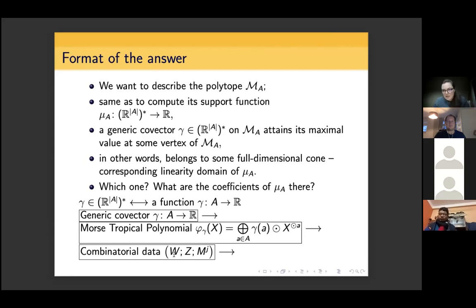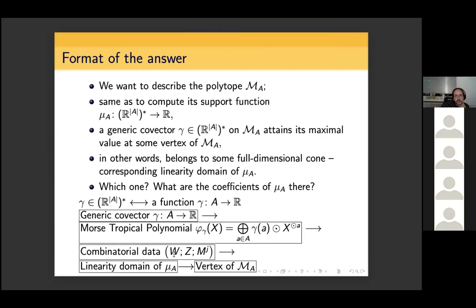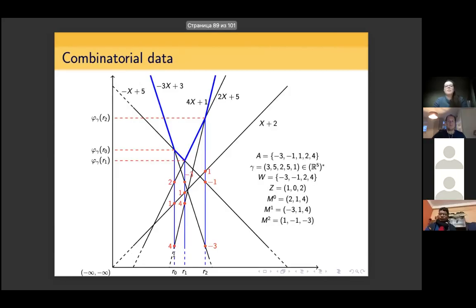Once I have this data, I can explicitly, I'm not going to show you any formulas, you can look them up in my preprint, but I can write down the coordinates of the corresponding vertex of the Newton polytope of the Morse discriminant. Let me give you a little glimpse of what I mean by combinatorial data. I don't want you to concentrate on how I write it down, on the format of this data, but only on what it is. So this is an example.